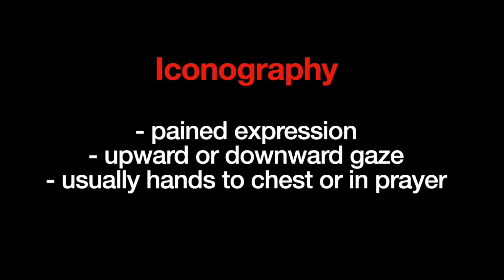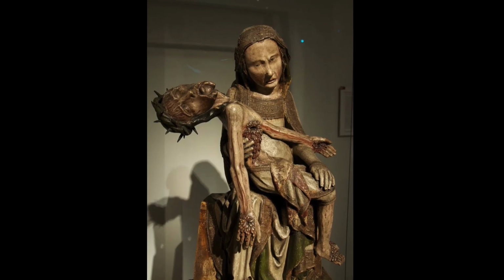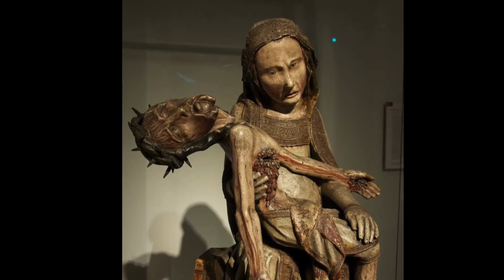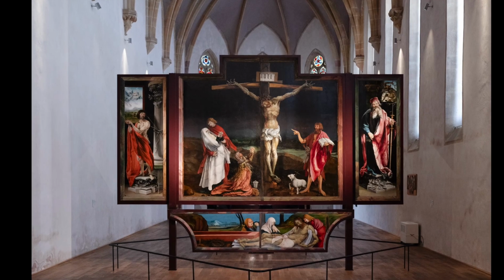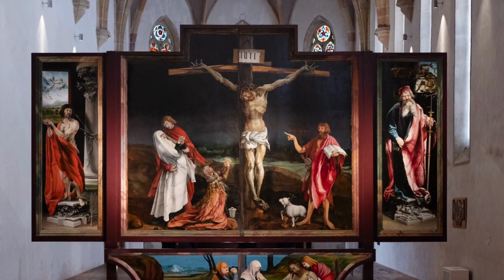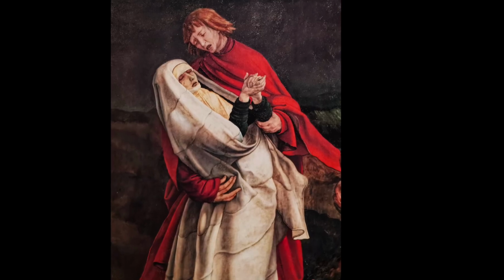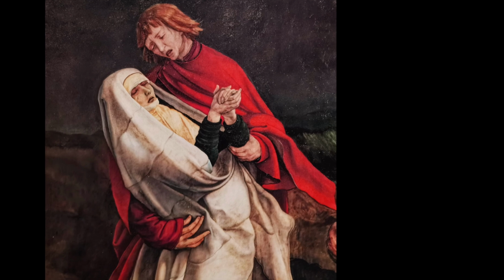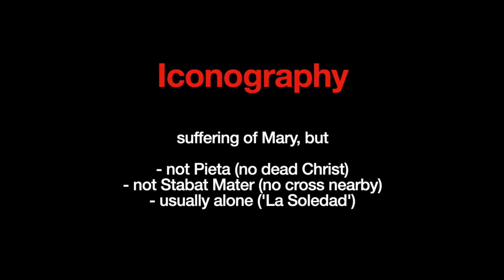And that's because these other two traditions, where we tend to see features like the ones I've been describing, are the Pietà, where you typically see the body of the dead Christ draped over Mary's lap, and the tradition of the Stabat Mater, where we typically see Mary depicted somewhere near the foot of the cross, typically standing, sometimes swooning. And so we can call to mind now the nickname of the Virgin of Sorrows, which is La Soledad, or the solitary one.